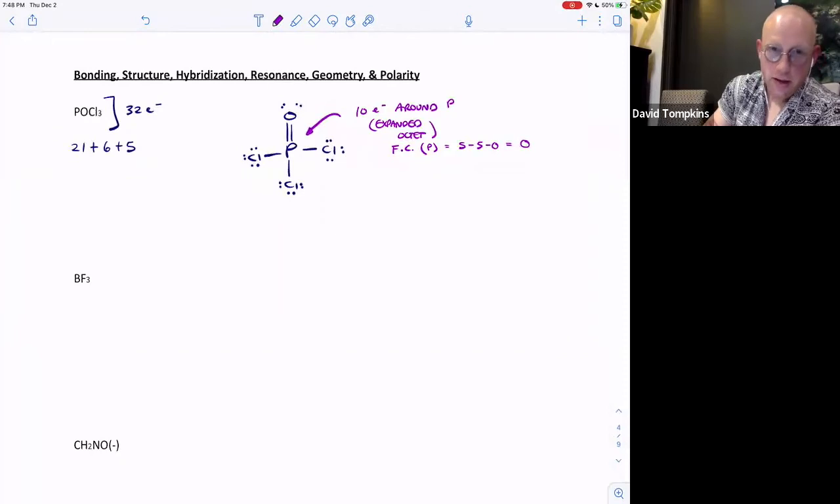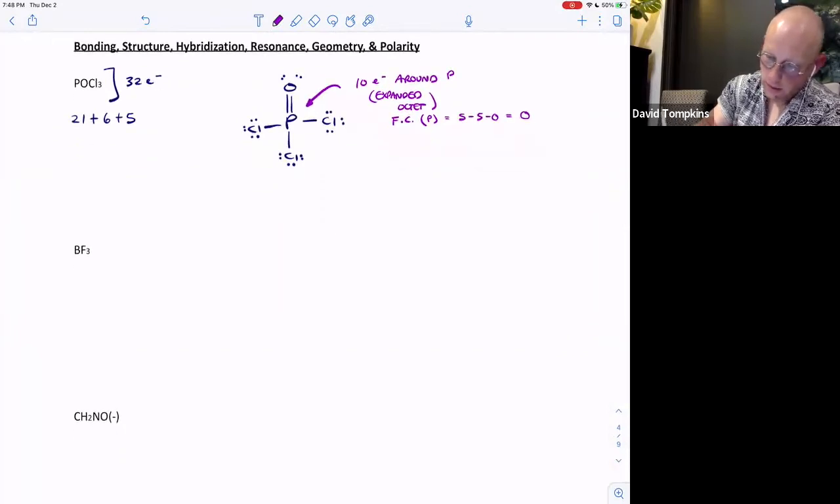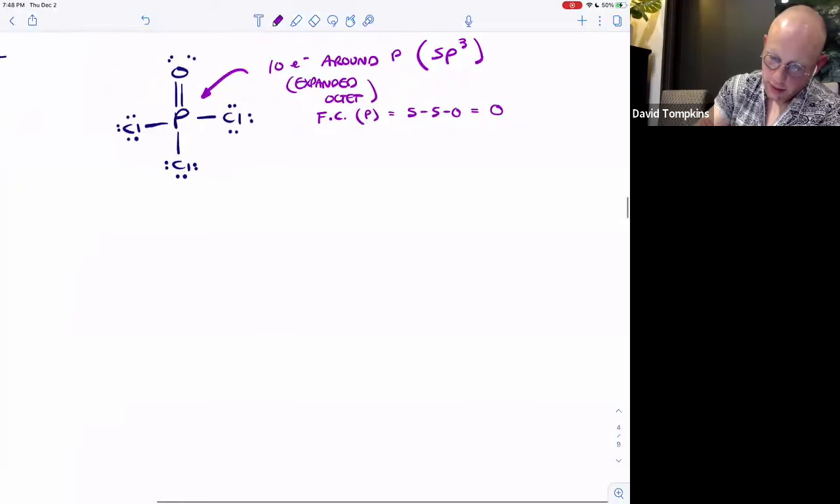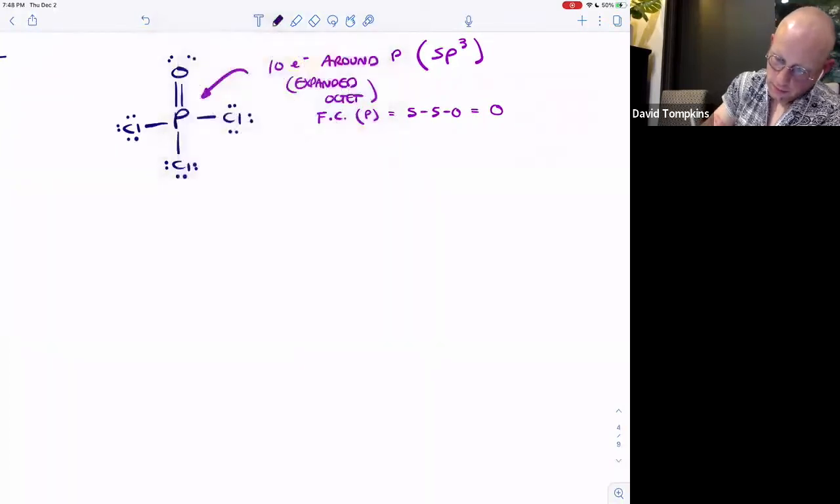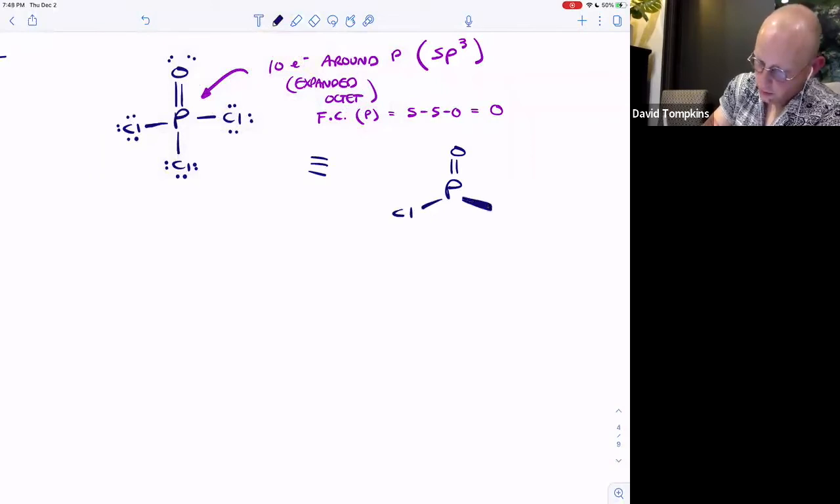The phosphorus has 4 domains around it, and so it's sp3 hybridized. And an sp3 atom generally is going to take on a tetrahedral geometry. So really, if we're drawing the correct geometry for that structure, it would look something like this, where 2 of the bonds are in the plane, and then one of the chlorines, or it could be oxygen, comes out of the plane, while another one goes back into the plane.